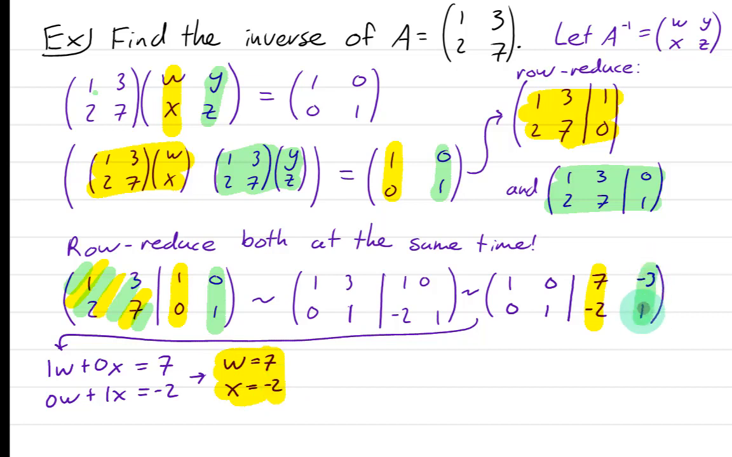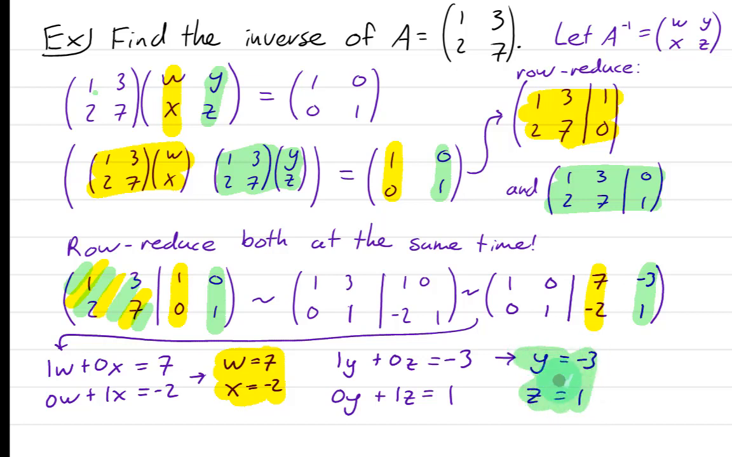And you can do the same thing with the second column here. The system of equations that we were thinking of when we were row reducing this was originally A times YZ equals 0, 1. So that means it's equivalent to saying 1y plus 0z equals -3, and 0y plus 1z equals 1. So in other words, y equals -3 and z equals 1. So this is really telling you the second column of what the inverse should be.